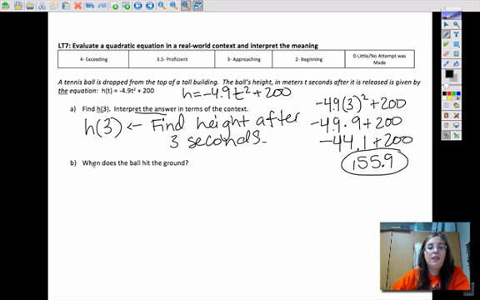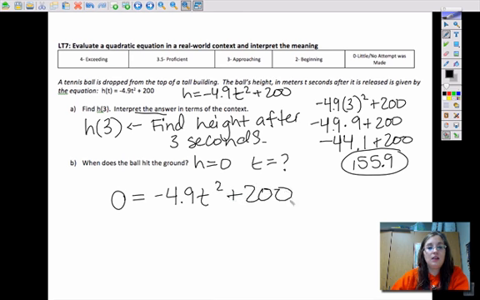Okay? And then the last one, when does the ball hit the ground? This means that I'm thinking about a height of 0. And I don't know the t. I don't know the seconds. So I'm actually trying to solve 0 equals negative 4.9 t squared plus 200. And I can solve this equation simply by taking the square root.